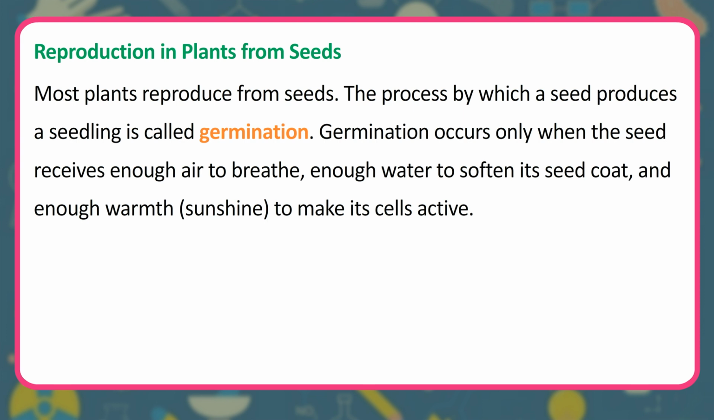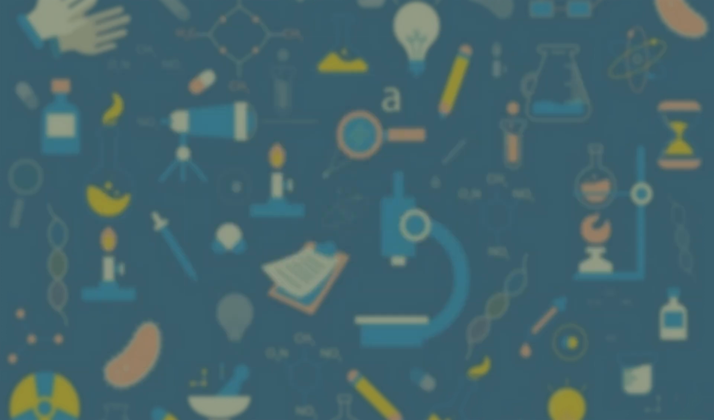Germination occurs only when the seed receives enough air to breathe, enough water to soften its seed coat, and enough warmth, sunshine, to make its cells active.